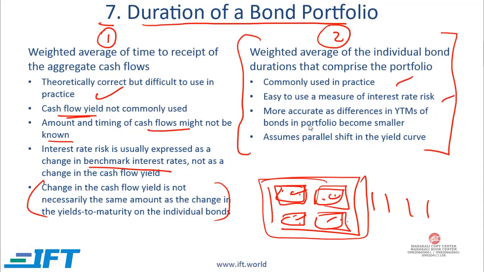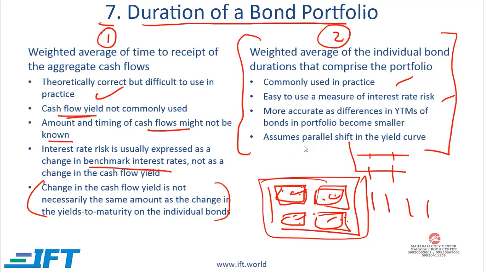This method becomes more accurate as differences in YTMs of bonds in the portfolio become smaller. In other words, if you have a flat yield curve where the yield on shorter term bonds and longer term bonds are equal, that would imply that the yields across different bonds are similar. If this happens, then the approximate method gives an answer that is quite close to the theoretically accurate method. In fact, with a flat yield curve, the two methods will give the same answer.